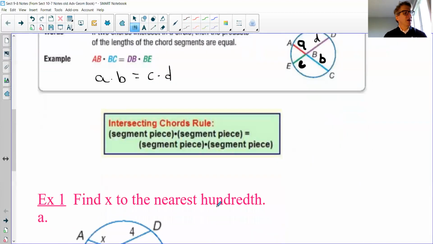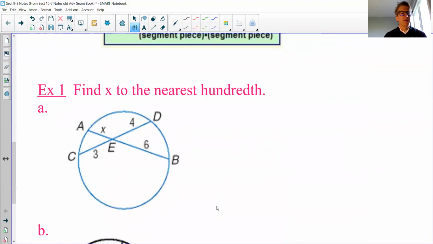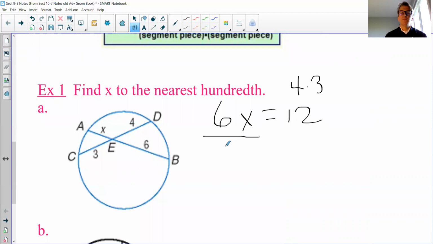Let's start with example 1 here. These are fun to do. You're given a 4, a 6, and a 3 in a circle here, and you're going to be using the theorem recently mentioned to solve for x. So 6 times x is equal to 4 times 3, which is equal to 12. Divide by 6 on both sides of the equation, and you get x is equal to 2.